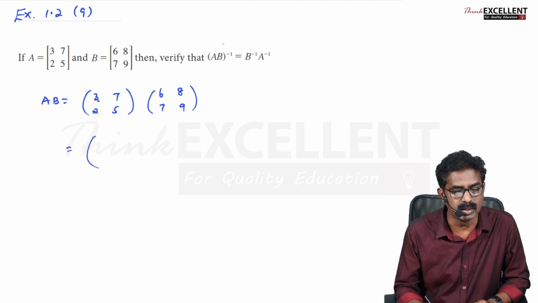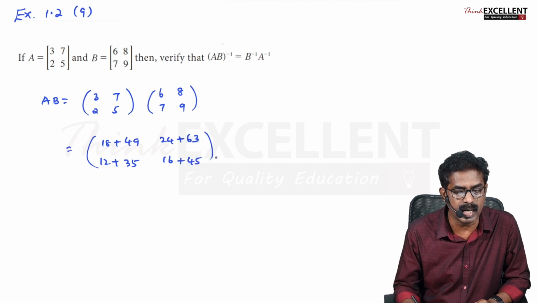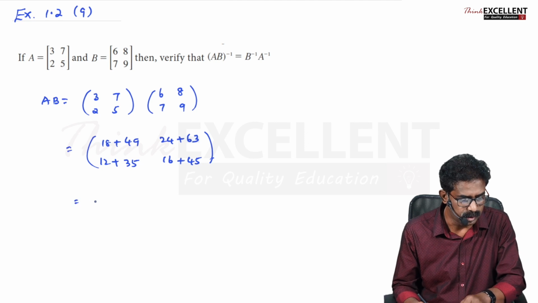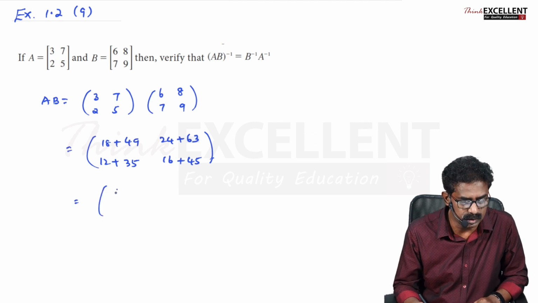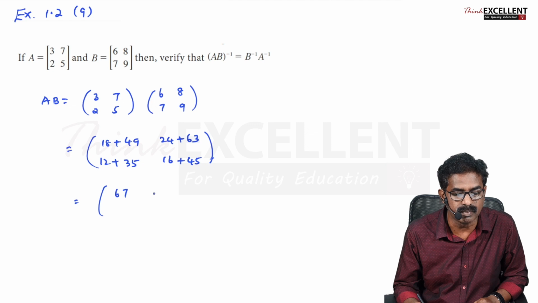First row, first column: 3 into 6, 18, plus 7 sevens are 49. First row, second column: 24, 63. Second row, first column: 12 plus 35. Then second row, second column: 2 into 8, 16, plus 9 fives are 45. So you can add and simplify this. When you simplify, you are getting 67, 87, right? Then 47, then 61.